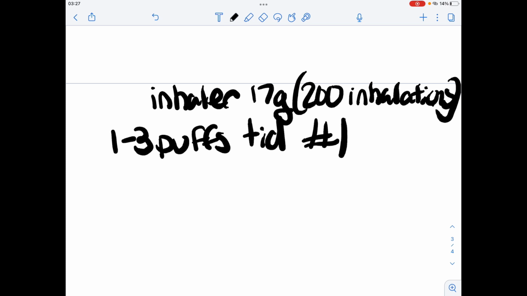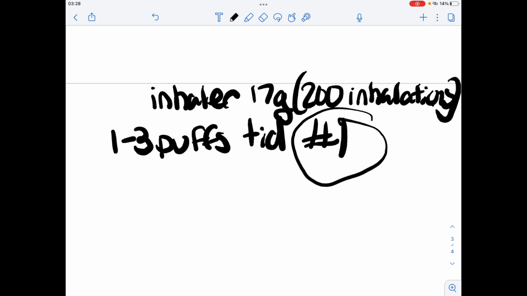So inhale 1 to 3 puffs 3 times a day would be what that would translate to. And we have quantity 1. In this case, we're not going to write 1 for our quantity dispense necessarily, just because in our day supply equation, this could get confusing. We could write 1 if we're just saying quantity to dispense. If someone just asked us, what do we dispense? We would just say 1 inhaler.